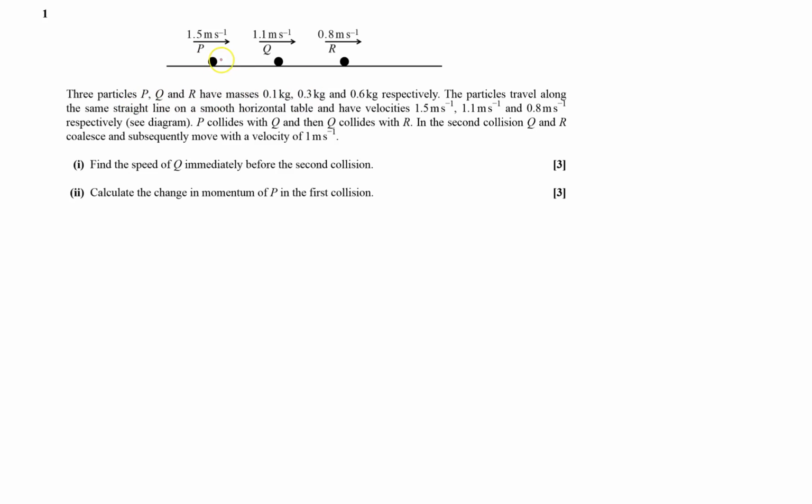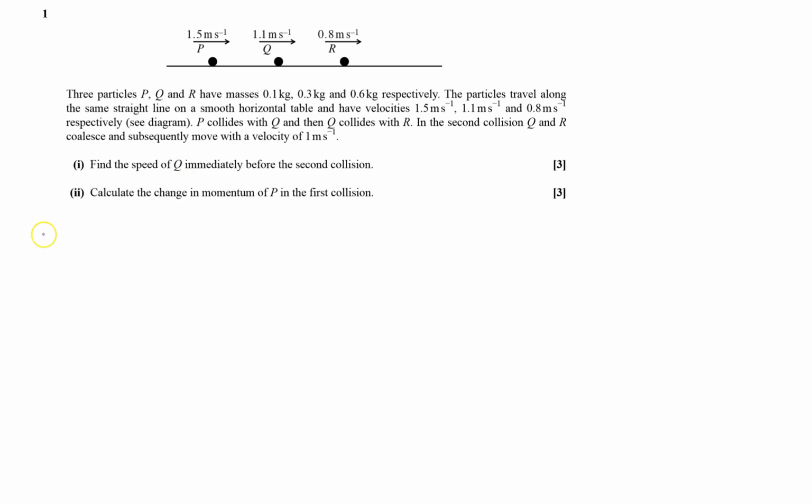Okay, the question says what's happening up here. P collides with Q and then Q collides with R. In the second collision, Q and R coalesce and subsequently move with a velocity of 1 meter per second. Find the speed of Q immediately before the second collision.